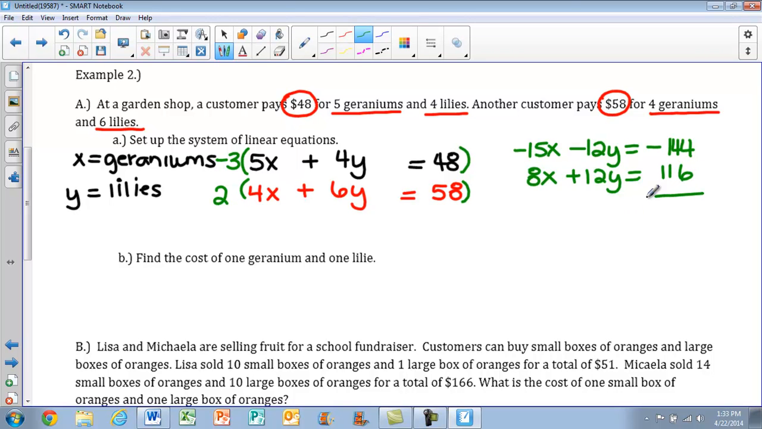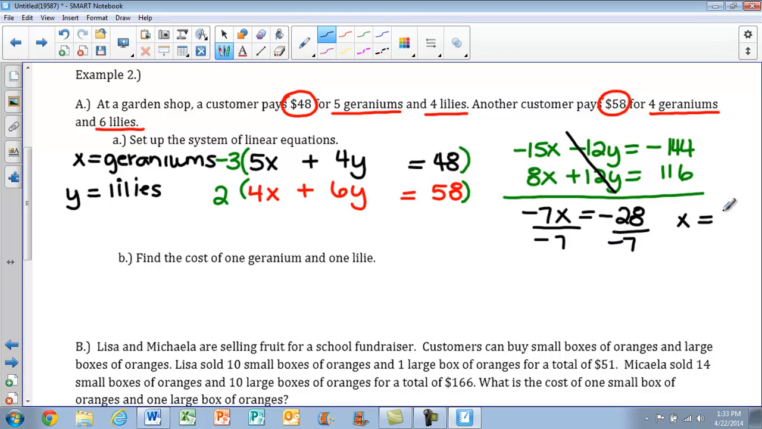116. So now remember, when you're using elimination, we want something to cancel out. So my y's cancel out. So negative 15 plus 8 is a negative 7x. And that is equal to negative 144 plus 116, which is a negative 28. Divide both sides by negative 7. And I get x is equal to a positive 4. So the geraniums are $4 for each geranium.